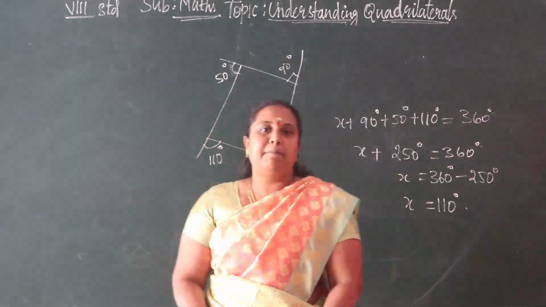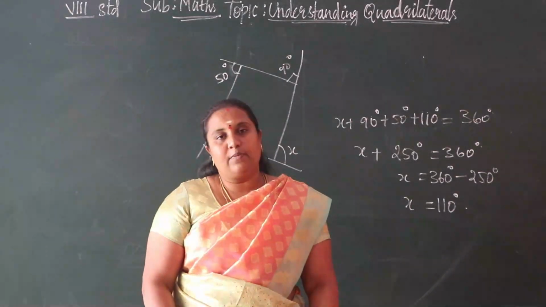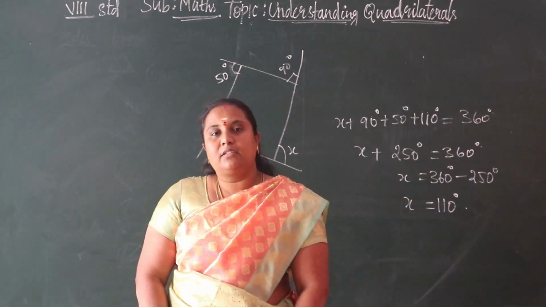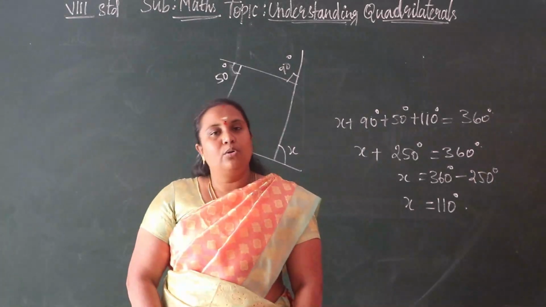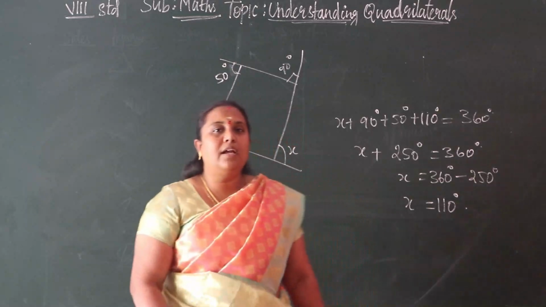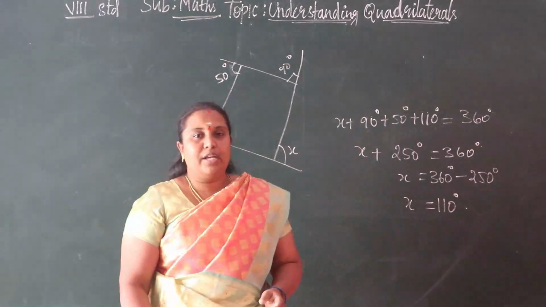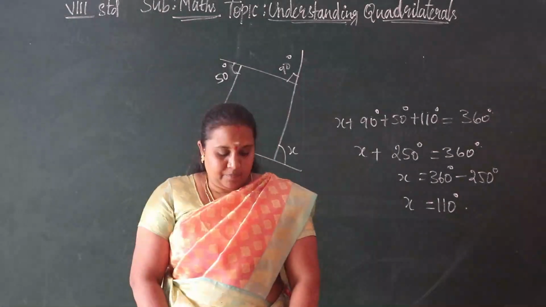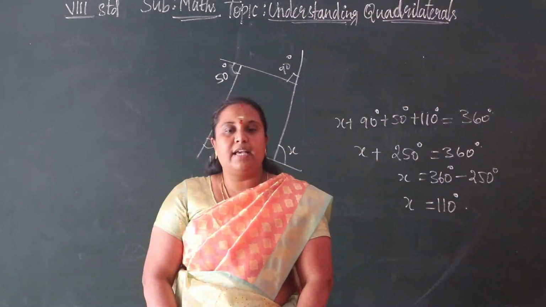This can be applied to all polygons. For any sided polygon, the sum of the exterior angles is 360 degrees. The sum of the exterior angles of a polygon equals 360 degrees. Okay children, understood? Then the second example: find the number of sides of a regular polygon whose each exterior angle is given.